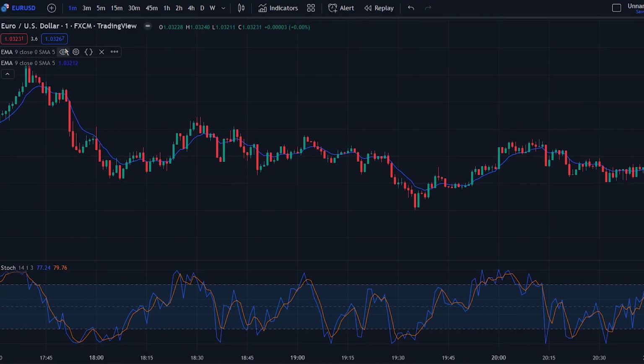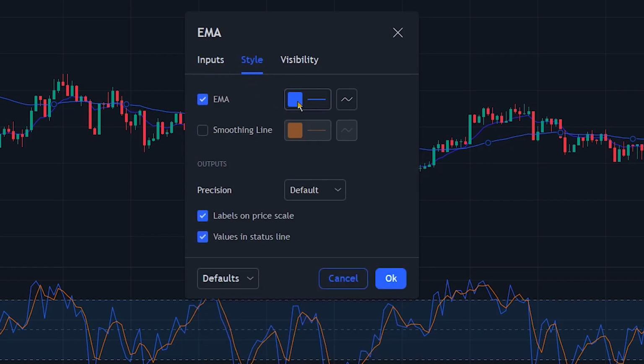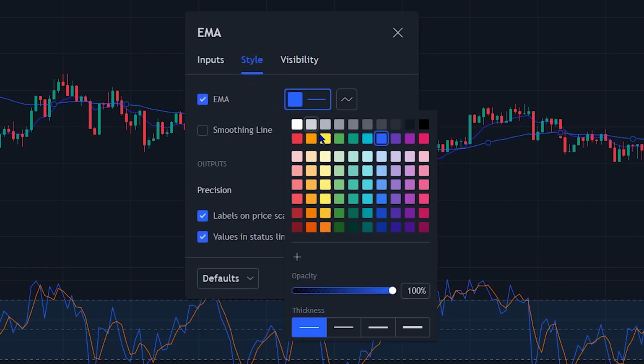First, let's head over to the EMA indicator settings, click on the Settings button and navigate to the Inputs tab. After that, change the EMA length to 50. Now let's head over to the Style tab. Here we will be changing the EMA color to make it more visible.